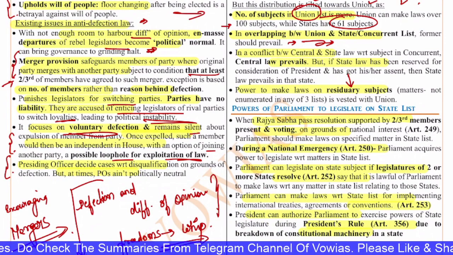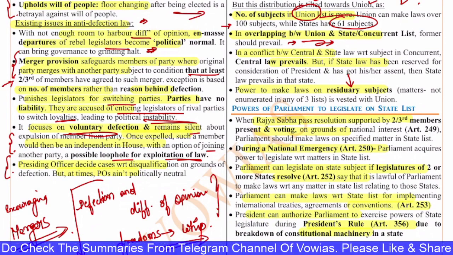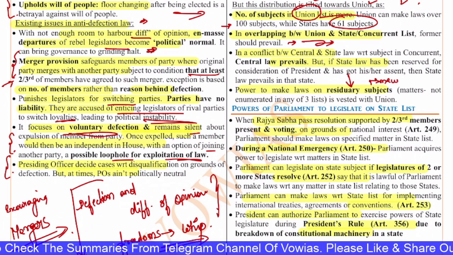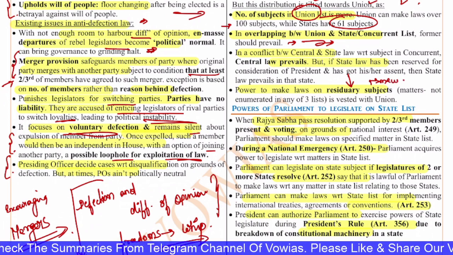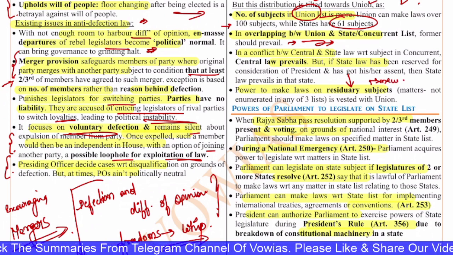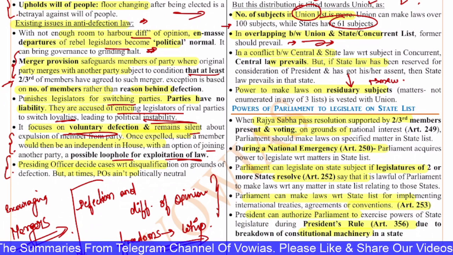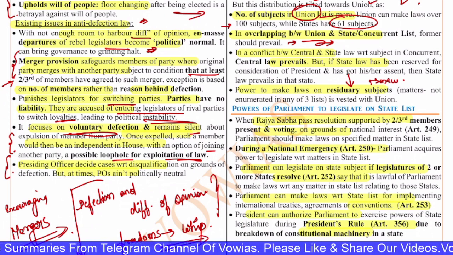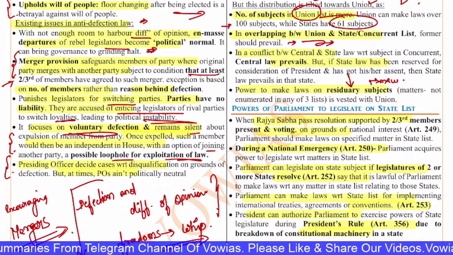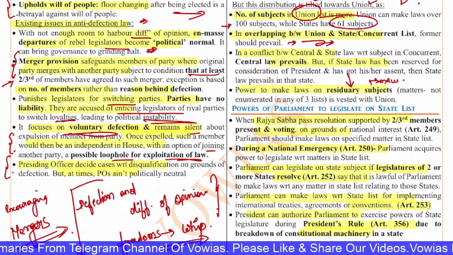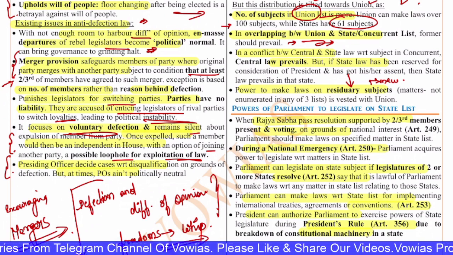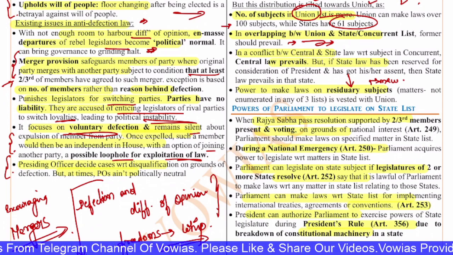Residuary subject means the matters which are not there in any of the three lists. So the new matters, for example, let's say artificial intelligence, or the new 5G. These are new kinds of technologies and new things that will be emerging with time, which will not be there in any of these lists. So the central government will get that residuary power to frame a law with regard to these subjects.